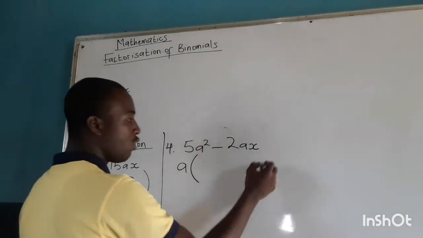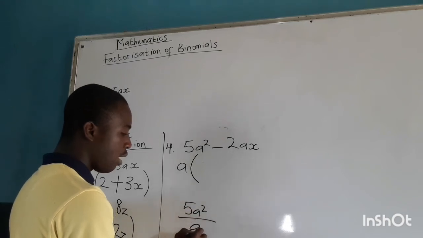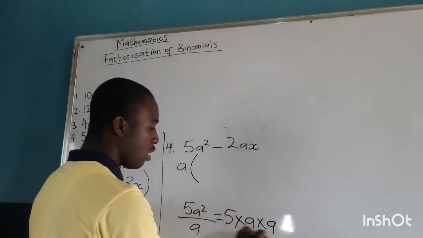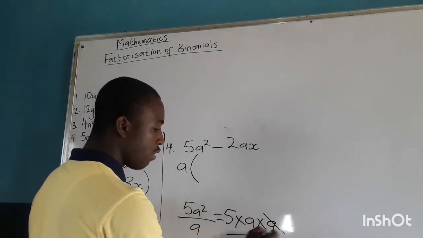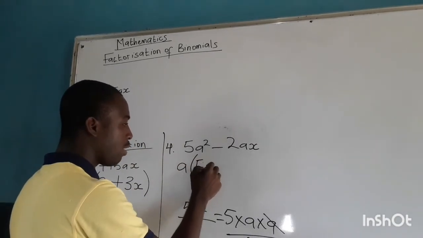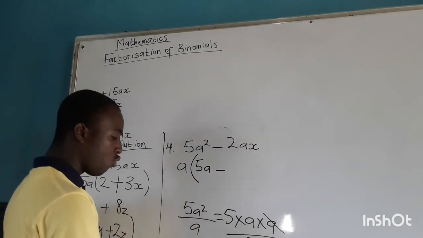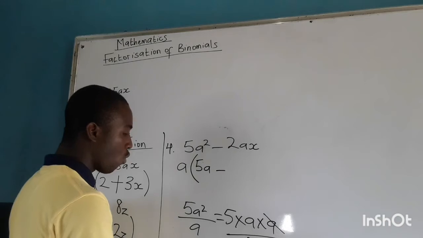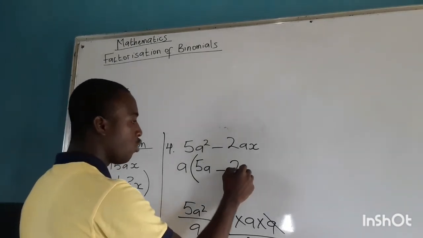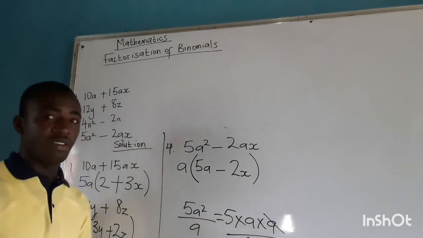Divide this one by this one. So you get 5a squared over a. If you break this one down, this is 5 times a times a all over a. This a cancels this a. What remains here? 5a. So you put your 5a inside the bracket. The sign here is minus. This one also divide this one. That is 2ax over a. a cancels a. What remains? 2x. So you put your 2x and you close your bracket. So when you close your bracket, this is easily what you get.